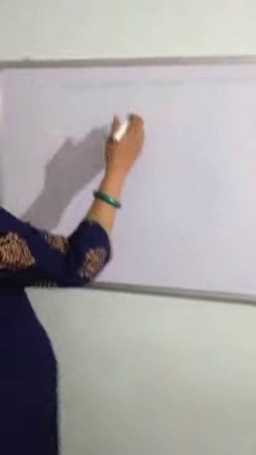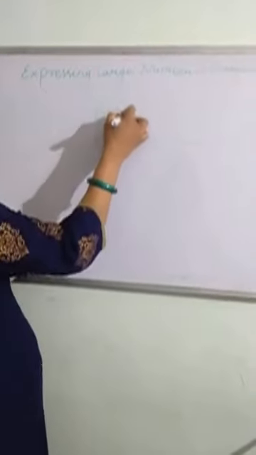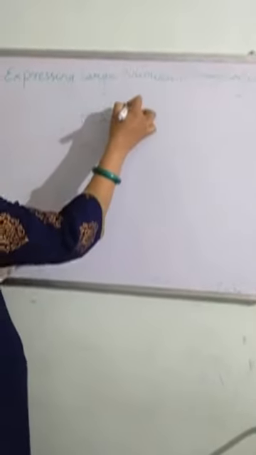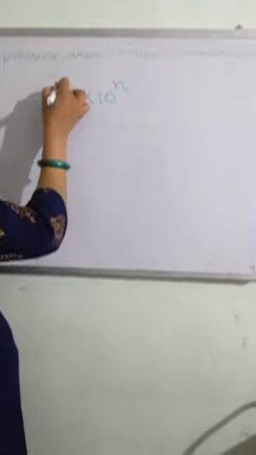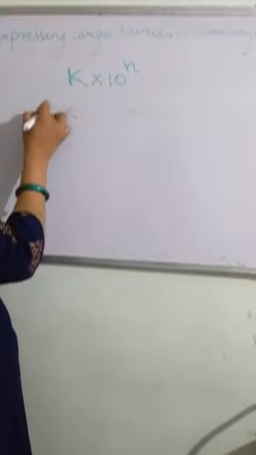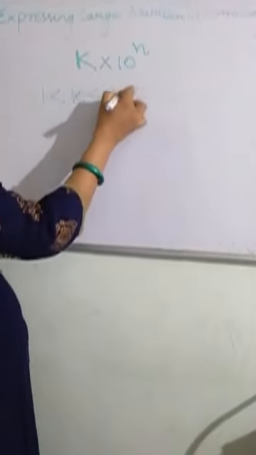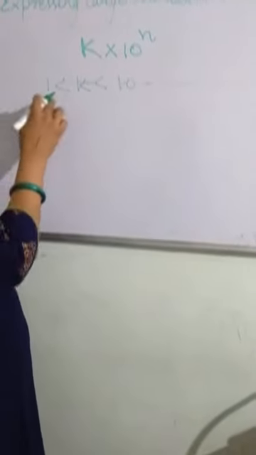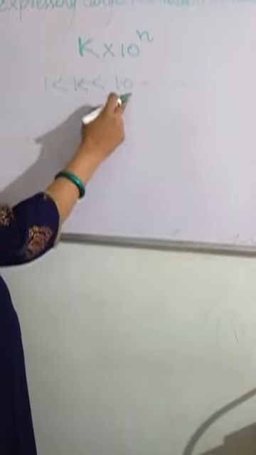What do you mean by standard form? Any large number written in the format of k into 10 raised to power n, where k is any number between 1 and 10. So it should not be less than 1 and it should not be greater than 10. It's a single digit, or you can say the unit digit number.